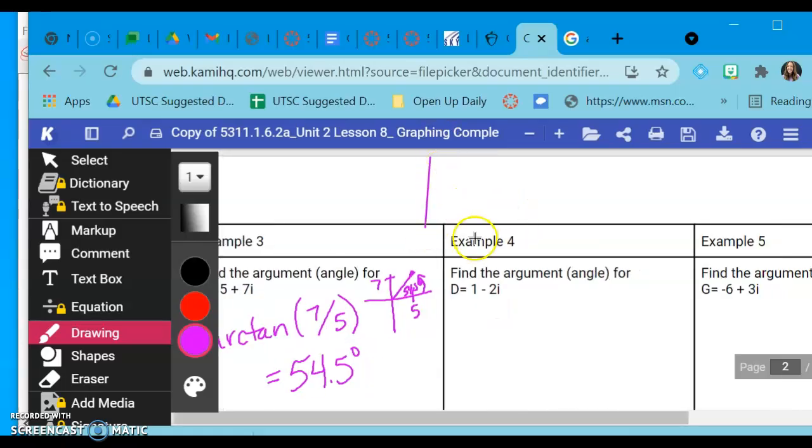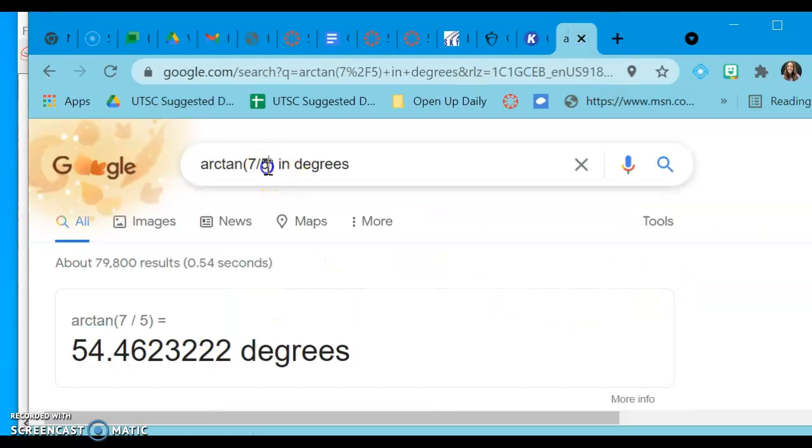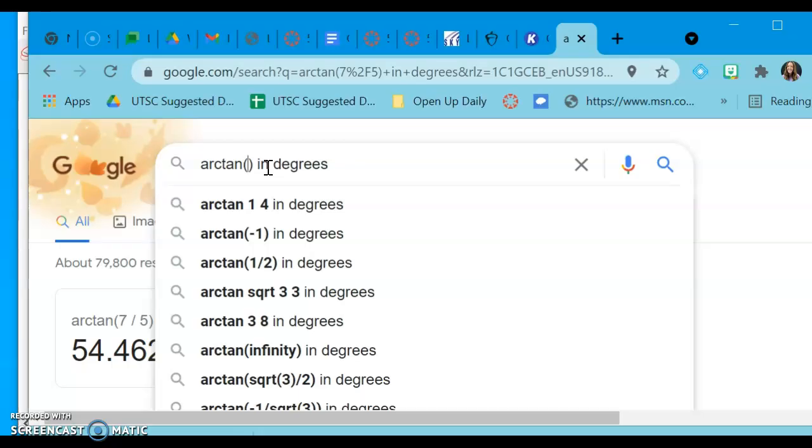We want to find the argument for this angle. So I'm going to graph this one first. We go 1 in the real direction and -2. So I'm looking for this angle right there. Okay, so we've got arctangent, the imaginary divided by the real. So arctangent of -2 divided by 1. I'll just go back here, and I'm just going to type it in right here.